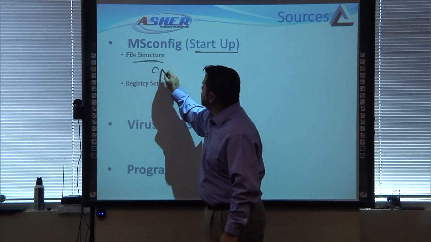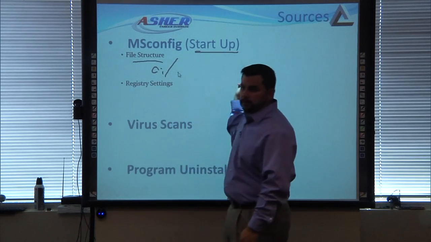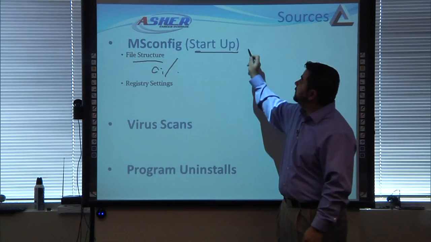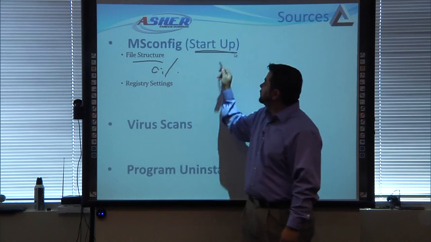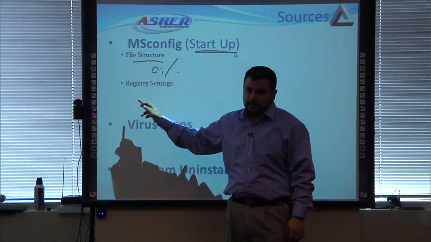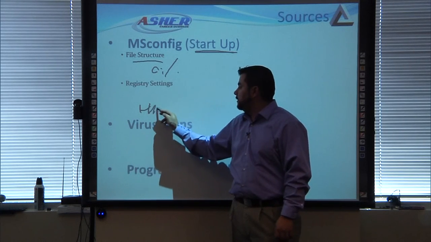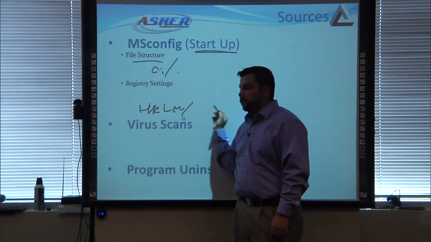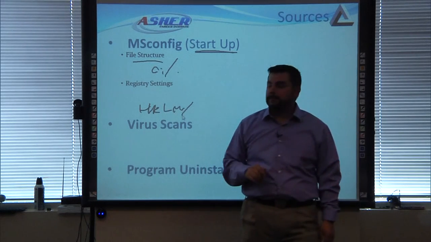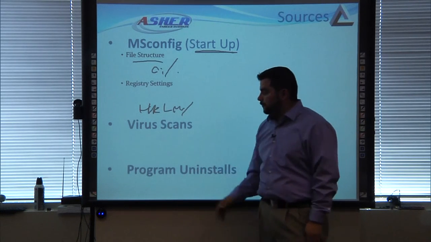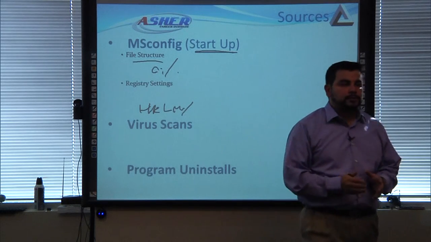Remember when it was the C drive and then the program files and so on and so forth? That's one way that you can find the file to get rid of it, okay? In the same startup tab, we had the registry settings, okay? When it was said HKEY local machine, and so on, that is another place where you can find it in the registry, manually. The other two are a little bit simpler.